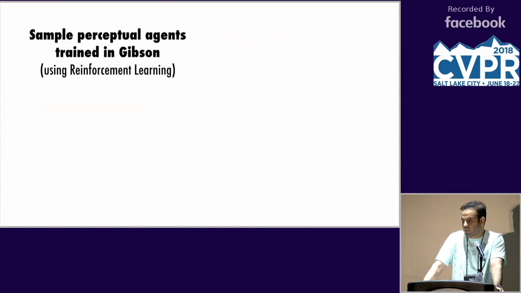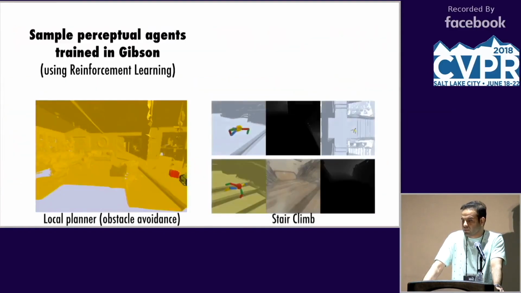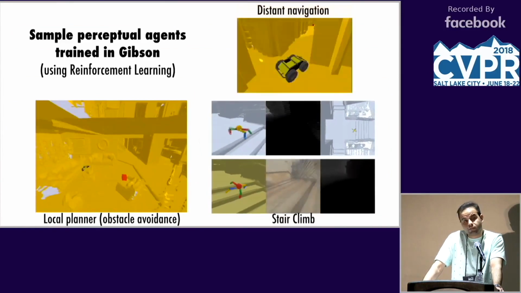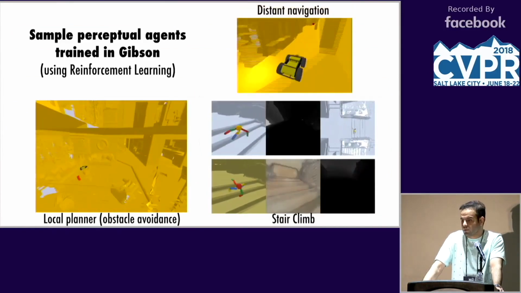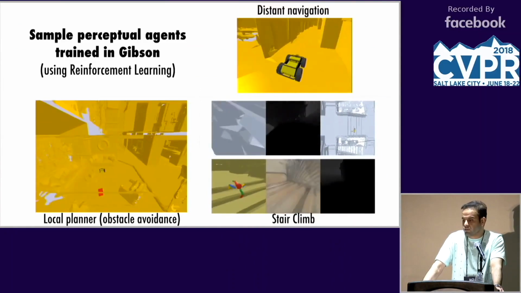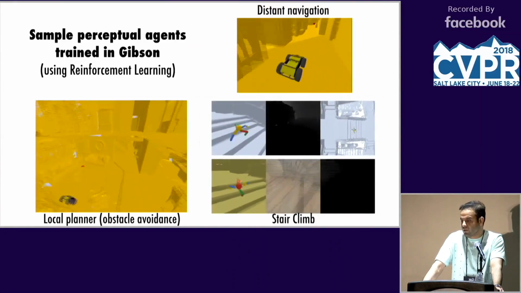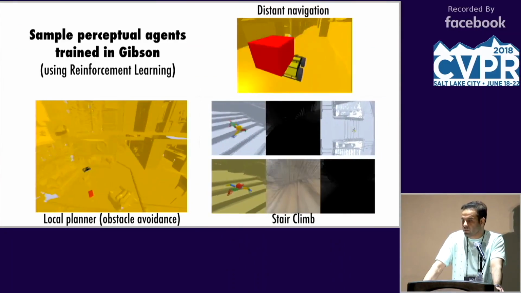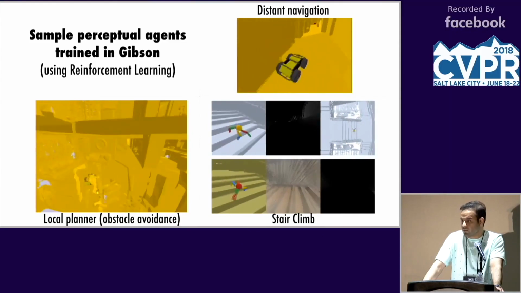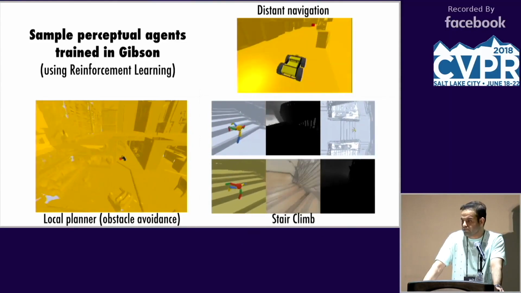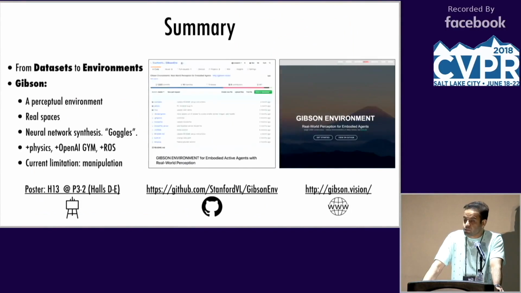All right. So these are some sample perceptual agents that we developed in Gibson using reinforcement learning. On the left, you can see a car that is doing visual obstacle avoidance. On the right, you can see an ant traveling down a stairway visually and a car traveling to a distant location. This was an overview of Gibson Environment for learning perception based on virtualizing the real world. You can access it from our website or GitHub.